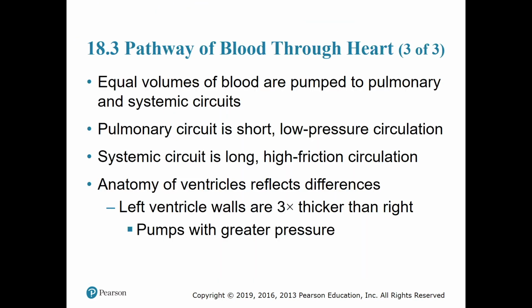Section 18.3, pathway of blood through the heart. So equal volumes of blood are pumped to the pulmonary and systemic circuits. The pulmonary circuit is a short, low-pressure circulation, whereas the systemic circuit is a long, high-friction circulation. The anatomy of ventricles reflects these differences. The left ventricle walls are 3 times thicker than the right, and so it pumps with a greater pressure.